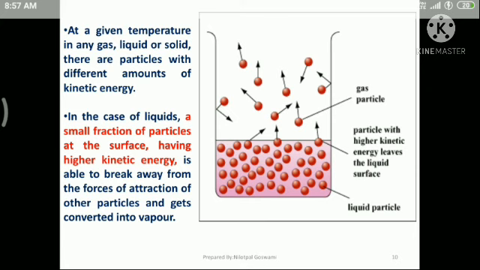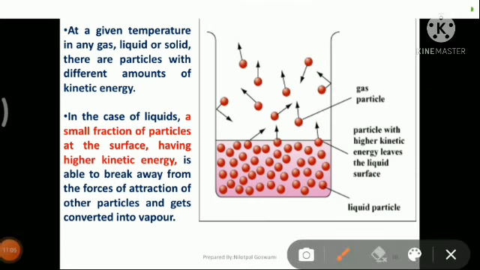But the important thing is that if you look at this particular paragraph, you will see that the kinetic energy of the particles is not equal. In matter we have a large number of particles, but the kinetic energy of the different particles of matter is not always equal.